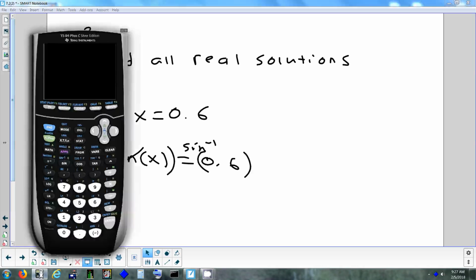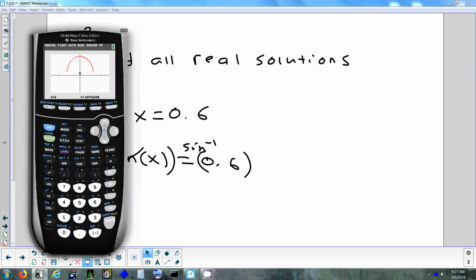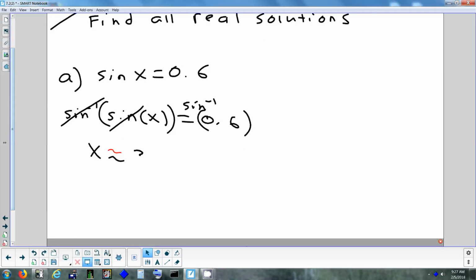So the inverse sine of 0.6. I'm going to change to degrees for this problem. And it's not going to be a nice answer. It's going to be a decimal. And we get an angle of 36.87 degrees. Okay, any questions on that?